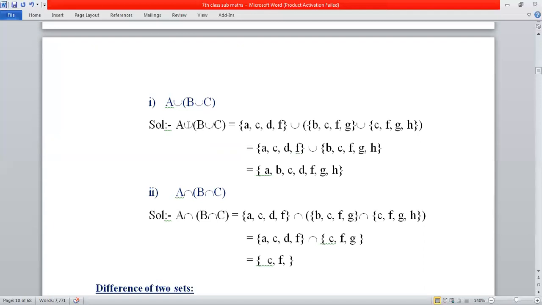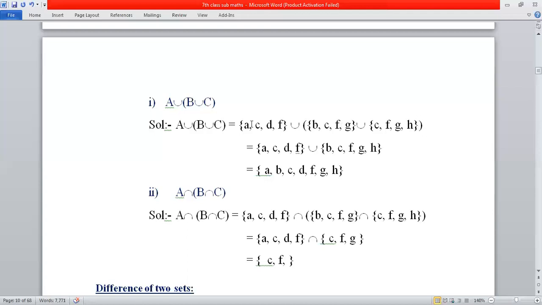So we follow the same thing which is given in the question. In place of A, we write the set A, C, D, F. Then union symbol is given. You put union symbol. And after that, you have given this round bracket. So we put the round bracket and then set B. So we write the set B enclosed in curly bracket, B, C, F, and G. And then you have given union. So you put union symbol. And then the set C, C, F, G, H, and close the round bracket.